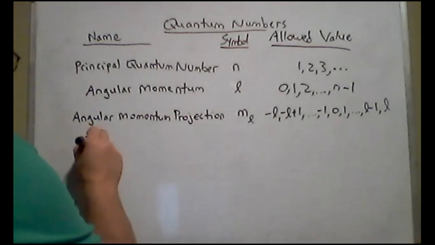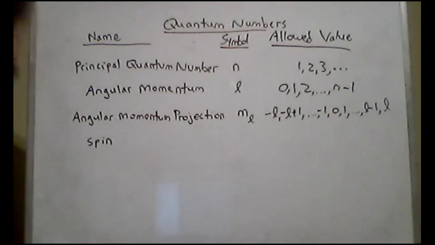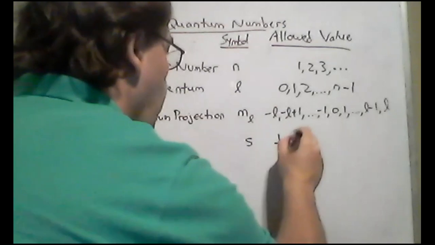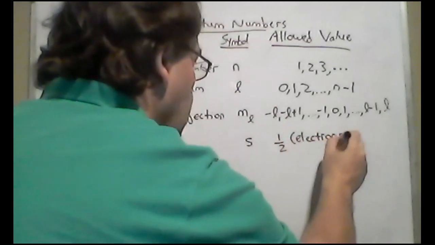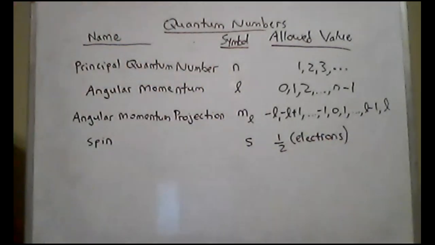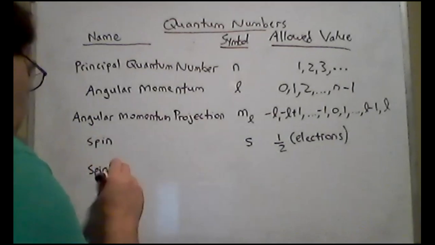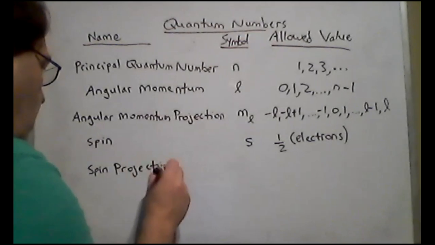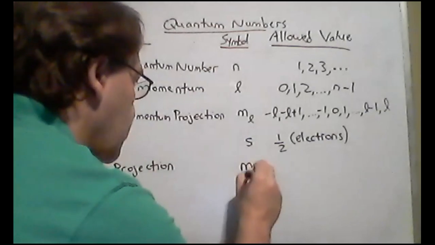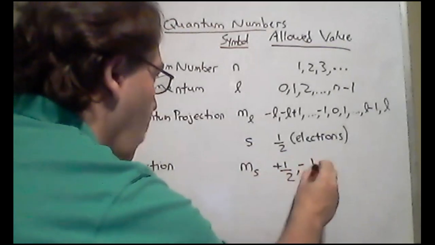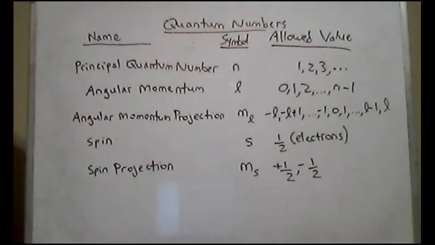Then you have the spin. The spin quantum number is given by a little s, and it can only be the value of 1/2 for electrons. And for any given fundamental particle, it has one value. For electrons, protons, neutrons it is 1/2. All right, and then you have spin projection. Spin projection in this case is given by m sub s, and it can only have the values of positive 1/2 or negative 1/2. That is it. Again, those are the allowed values that these quantum numbers can have for electrons bound to an atom.